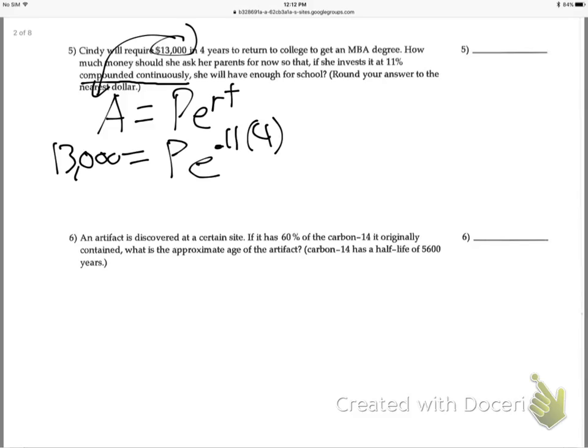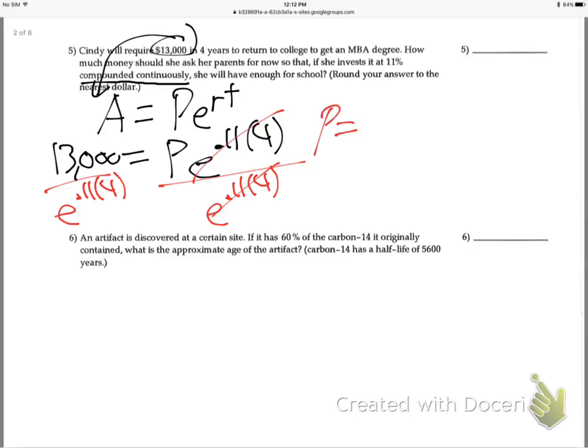That good? Do I need to do ln on both sides? The letter's not in the power zone. No, it's just divide. Just divide by that whole e to the 0.11 times 4. Right? Boom, boom. P's alone. Whatever that comes out to be.